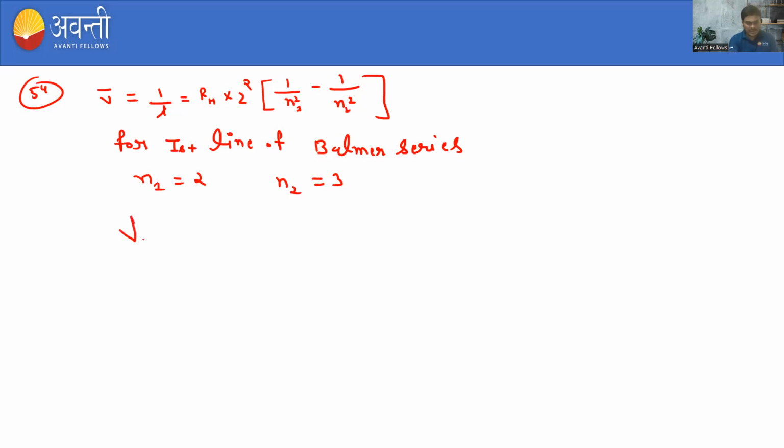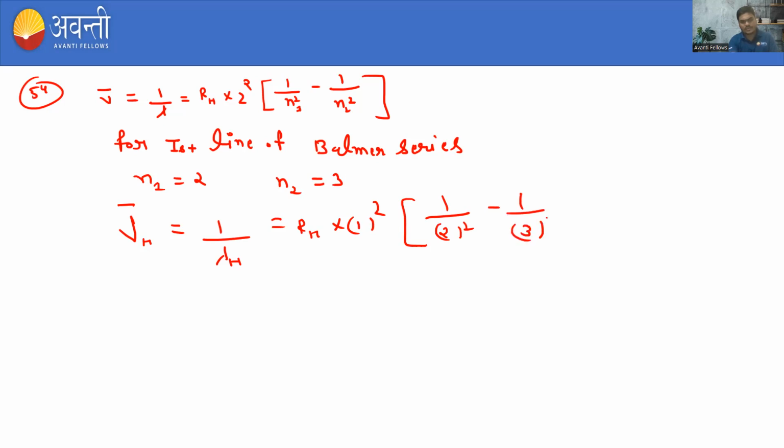So we can just put the value for hydrogen. Wave number is equal to 1 upon wavelength of hydrogen, which is equal to RH into, just multiply by 1 because we calculated for hydrogen, and this is 1 upon 2 squared minus 1 upon 3 squared.